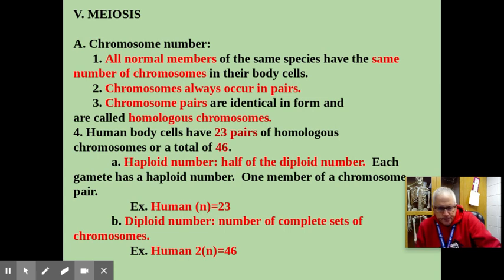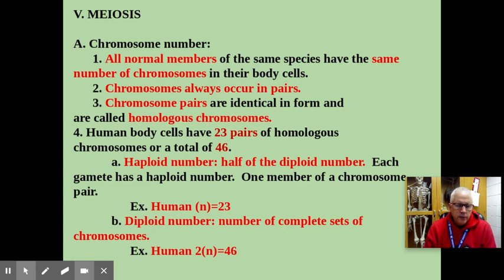Okay, so first of all, let's talk about normal members. That means all normal members of a species, and when I say normal, that's kind of a vague term. What is normal? Good question, right? Normal is the right chromosome number. I know that we're set at 46. I know there are people that have 47, 48, 45, 44, but they have diseases. They have some issues. So that's what we mean by normal members. It just means they have the right chromosome number.